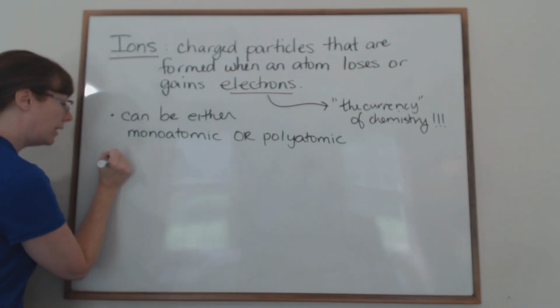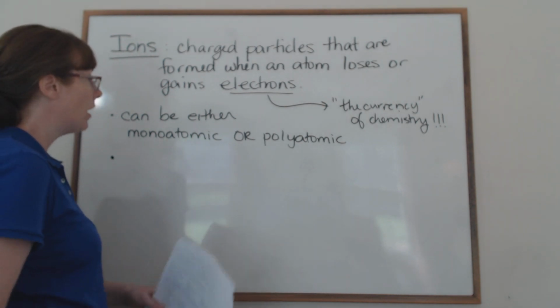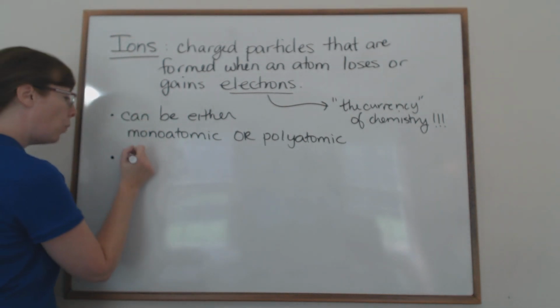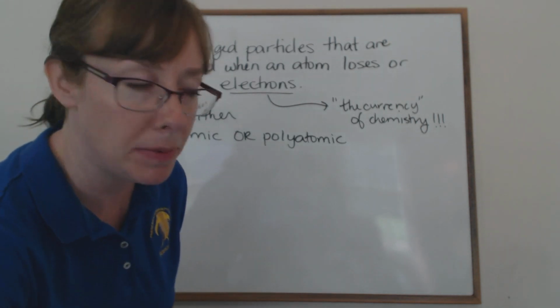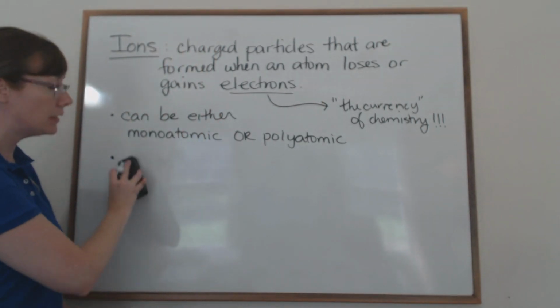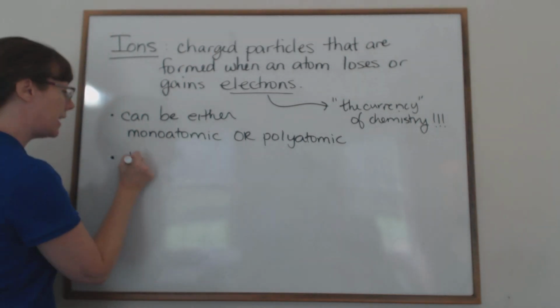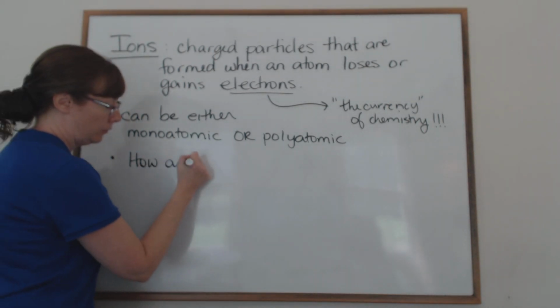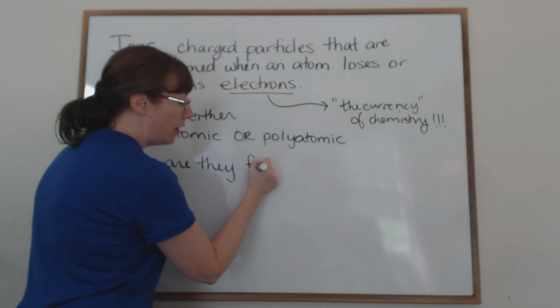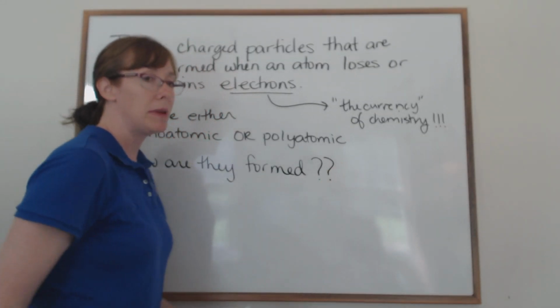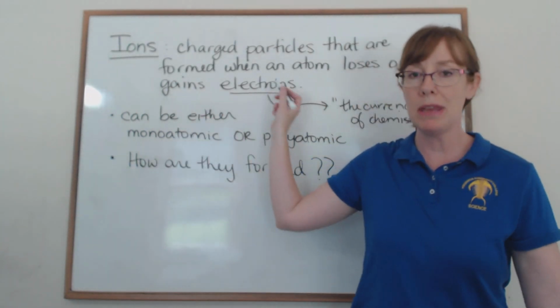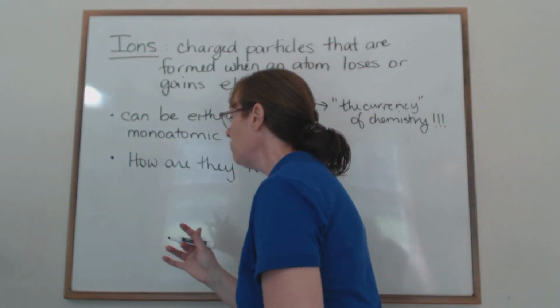And let me go ahead and give you what you need to know at this point about ions. Actually, we haven't talked about that part of the periodic table yet, so I'm not going to say that. Let me just go ahead and say, how are they formed? Let's give a little bit more information about how they're formed. I mentioned it up here, but let's give an example.